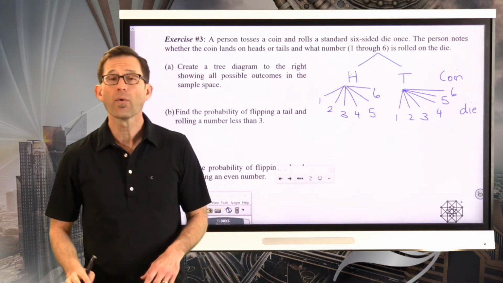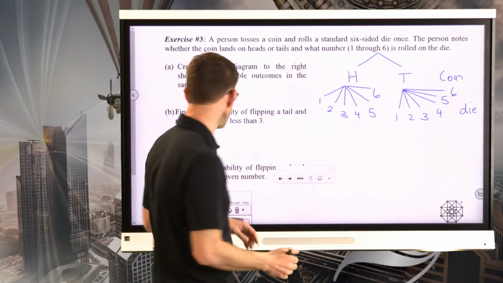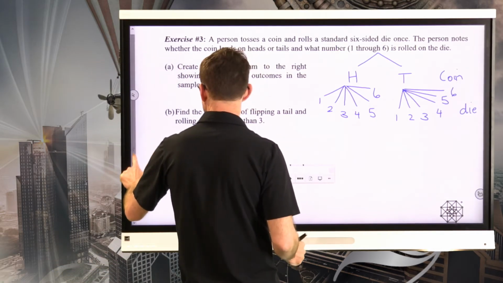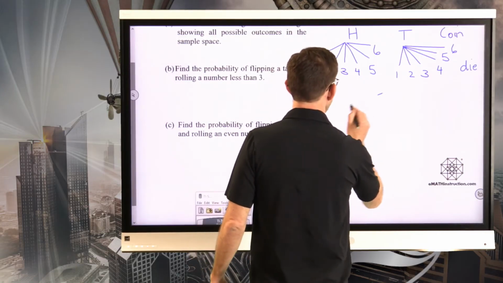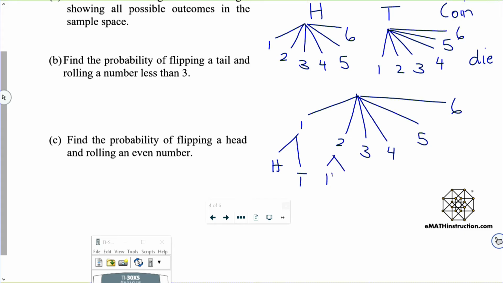By the way, if you did it the other way, if you started with the die and then went to the coin, your tree diagram would look different. It would look more like this: 1, 2, 3, 4, 5, 6, and then off of each one of these, you'd have heads, tails, heads, tails, heads, tails, heads, tails, etc.